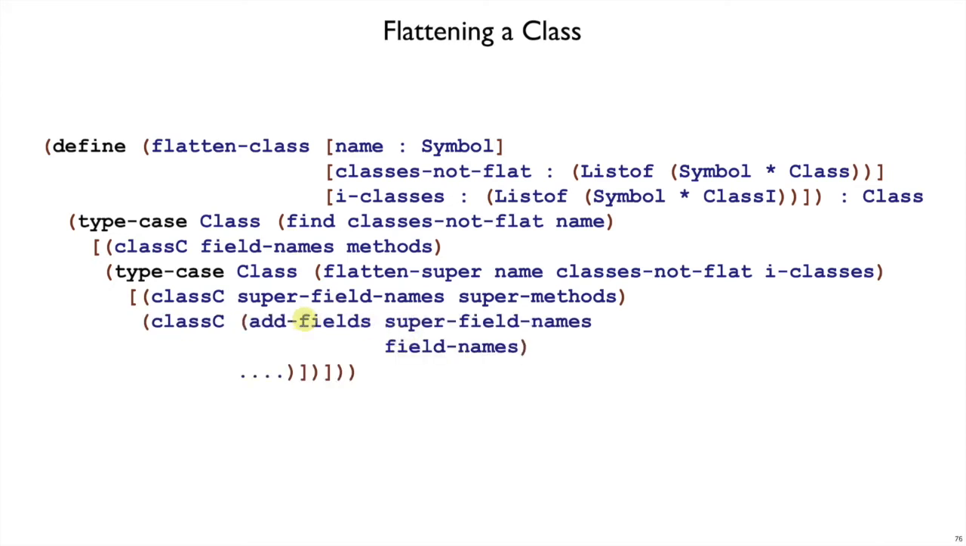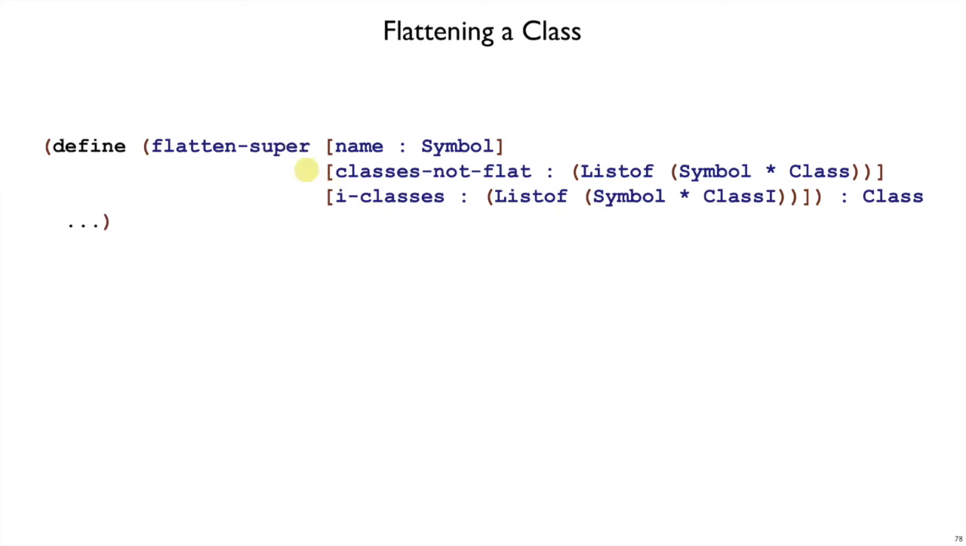In fact, we'll just define add fields to be append, because that's all we need to do to add these field names together. But for methods, it's a little more complicated. So we'll have an add replace methods function that takes the superclass methods and adds these new methods. If there's a method here that doesn't exist in the superclass list, then it'll just be added. But if it exists in the superclass, one of the ones here should replace it. That's a pretty straightforward function over lists, so we'll set that aside for now and talk about flatten super.